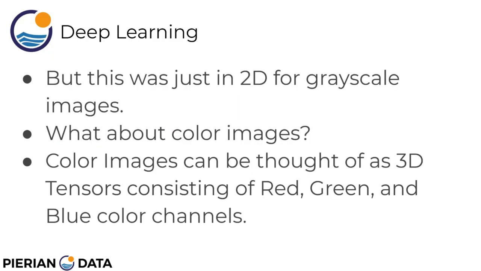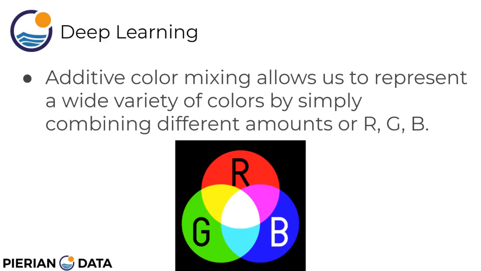Now keep in mind, that was an example for technically just a grayscale image, but what about color images? Color images can be thought of as 3-dimensional tensors consisting of red, green, and blue color channels. Additive color mixing allows us to represent a wide variety of colors by simply combining different amounts of red, green, and blue. So you've probably already heard of RGB color coding, red, green, blue color coding.